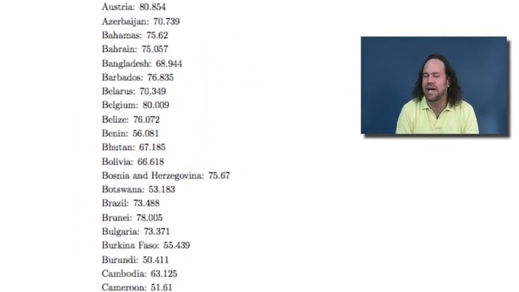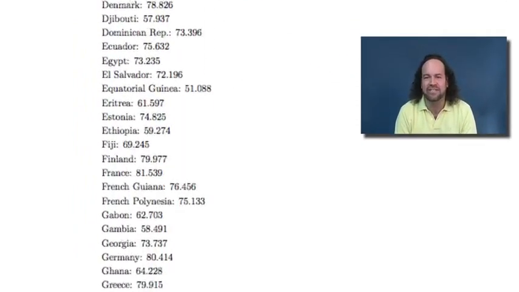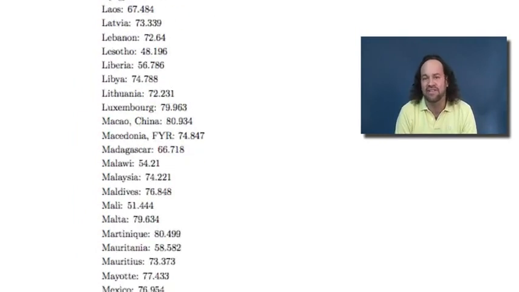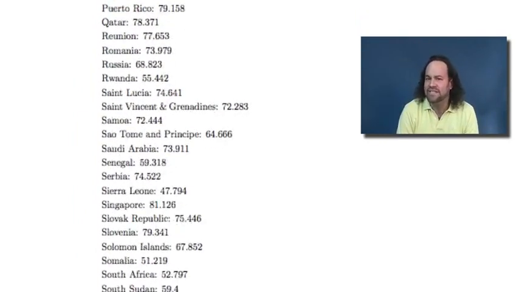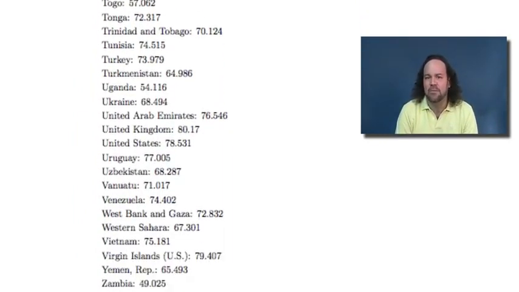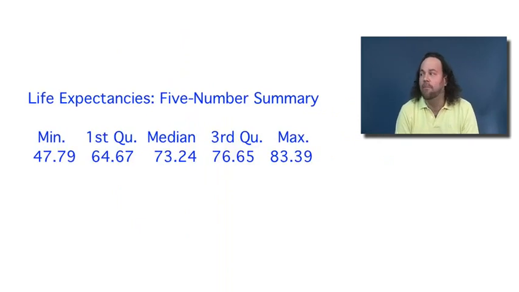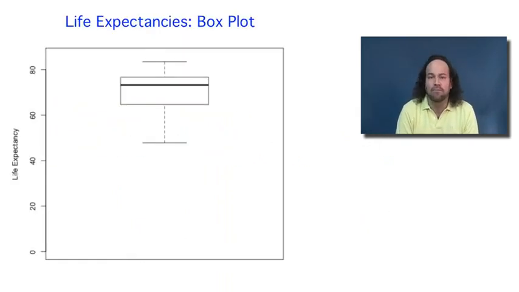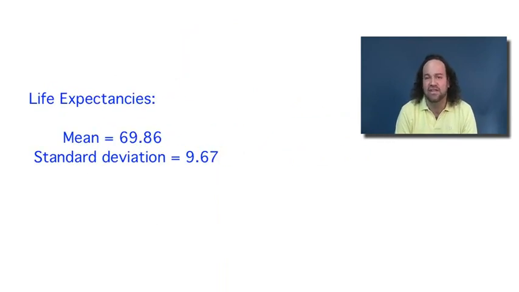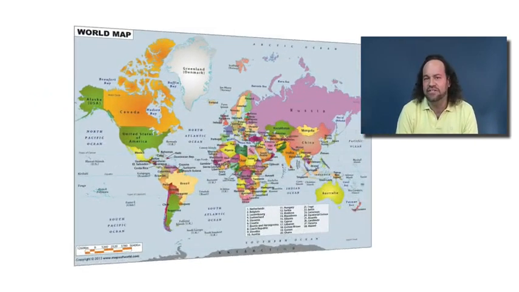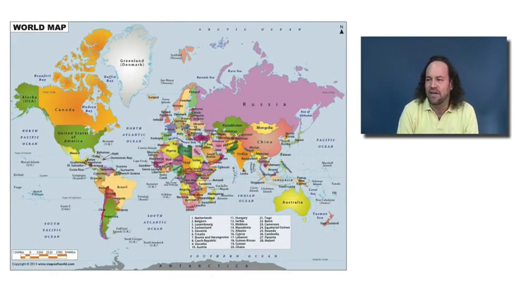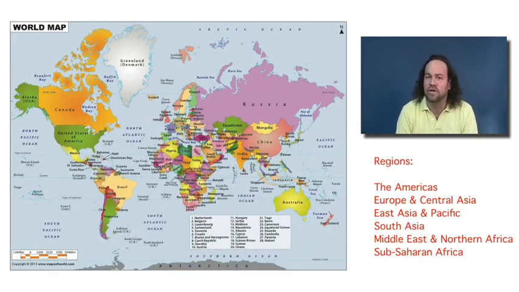To start, let's again consider those 197 different countries and territories around the world and their life expectancies. We've already studied these numbers, and we know how to summarize them with the 5-number summary, or with a box plot, or we computed things like their mean and standard deviation and so on. But we also said for each of these countries and territories, they fit into some region around the world, and we divided the world into 6 different regions.